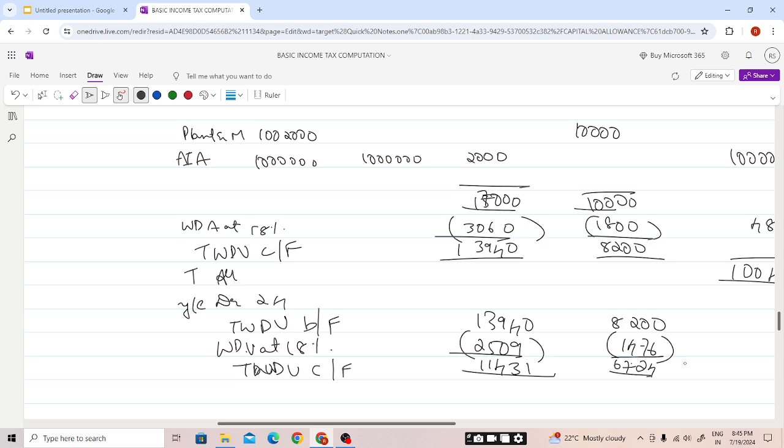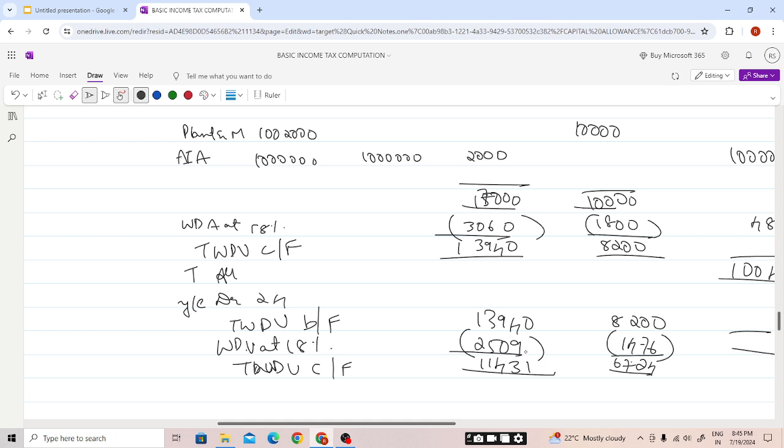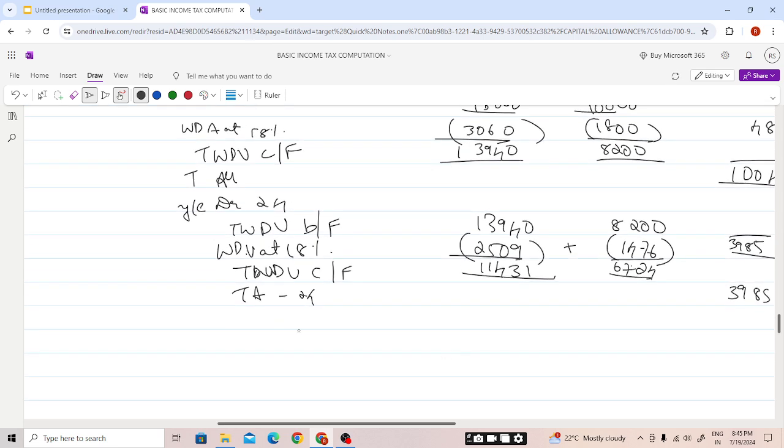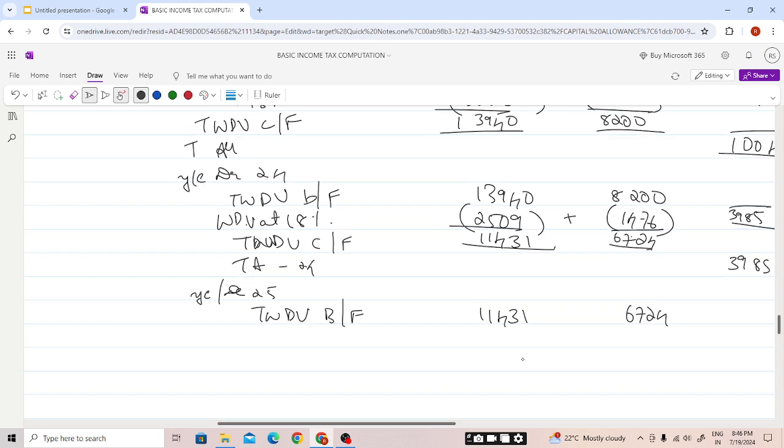6,724, and the allowance we can claim, the total of this plus this, will be 3,985. So the total allowance for 24 is 3,985. Now year ended December 25. So TWDV brought forward will be, students, 11,431 and 6,724.